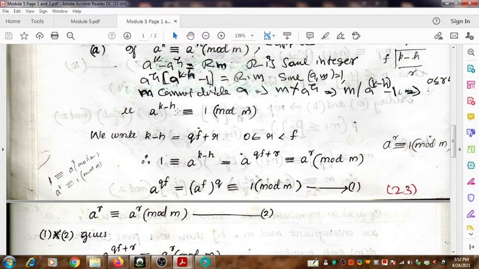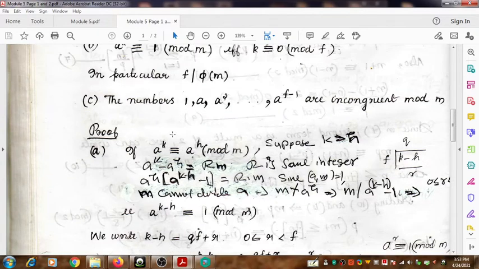So we have two situations, two different cases. In the first case, you can say that k minus h is equal to f, right? Then k minus h is divisible by f. In that case you can write that k is congruent to h mod f, and we can end with this statement.